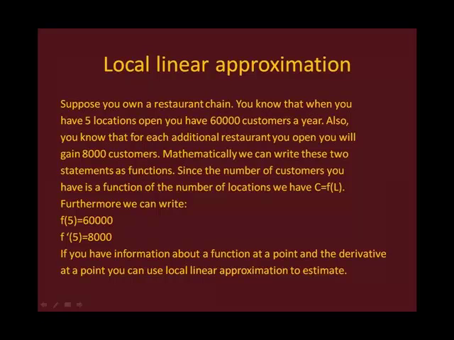Suppose you own a restaurant chain. You know that when you have 5 locations open, you have 60,000 customers a year. Also, you know that for each additional restaurant you open, you'll gain 8,000 customers. Mathematically, we can write these as two statements, each as a function. Since the number of customers you have is a function of the number of locations, we can write c equals f of L, which just means customers is a function of location.